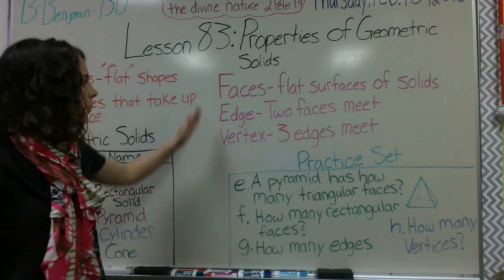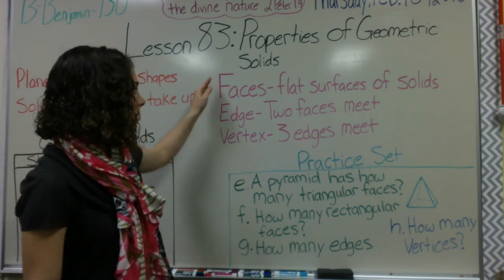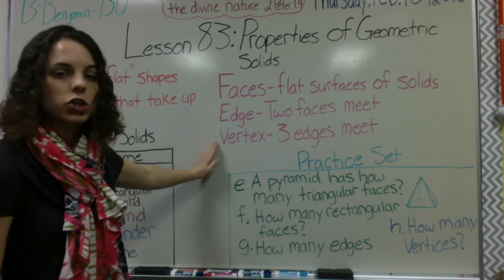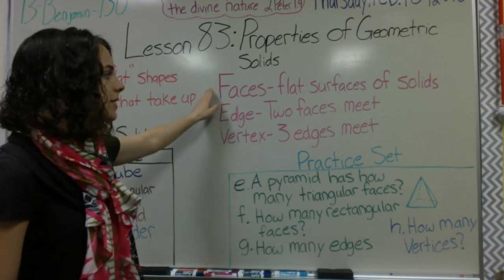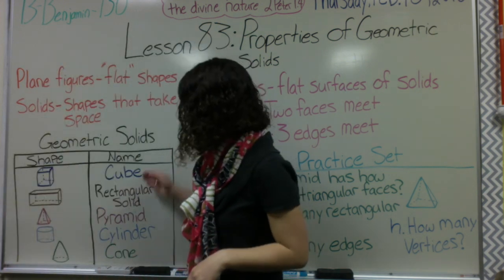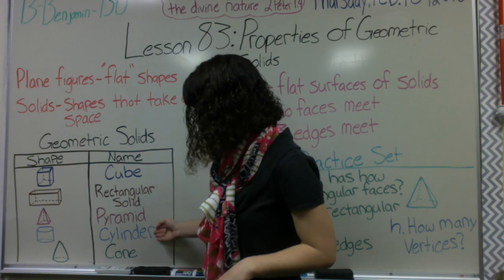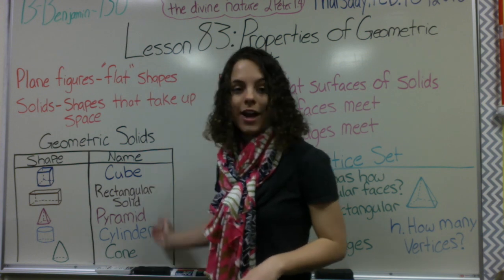So we have three different vocabulary words which I do want you to write down. I want you to write down faces, edge, and vertex. Now a face is a flat surface of a solid. So the ones that have faces are cubes, rectangular solids, pyramids, cylinders, and even cones. All of these have faces.